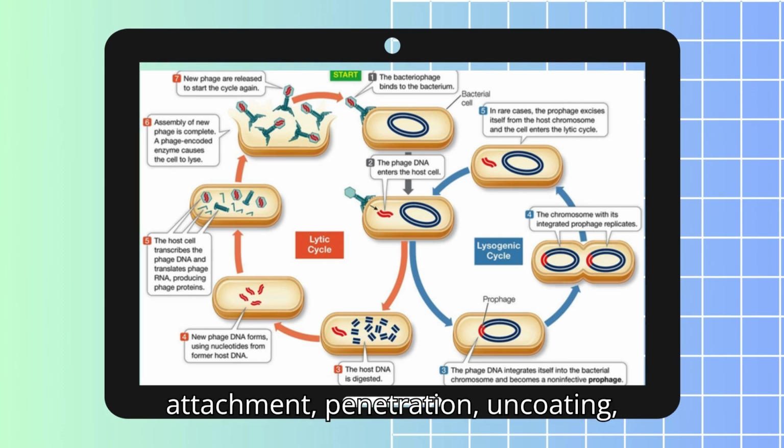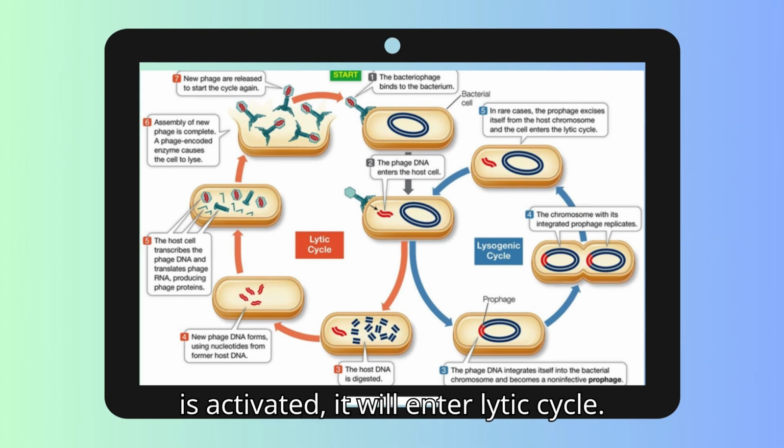In lytic cycle, attachment, penetration, uncoating, replication and synthesis, assembly, and virion release occur. In lysogenic cycle, bacteriophages undergo attachment, penetration, integration, and replication. When phage is activated, it will enter lytic cycle.